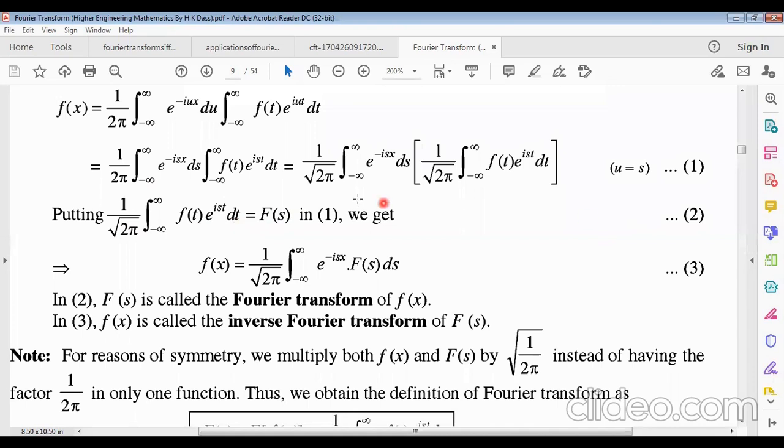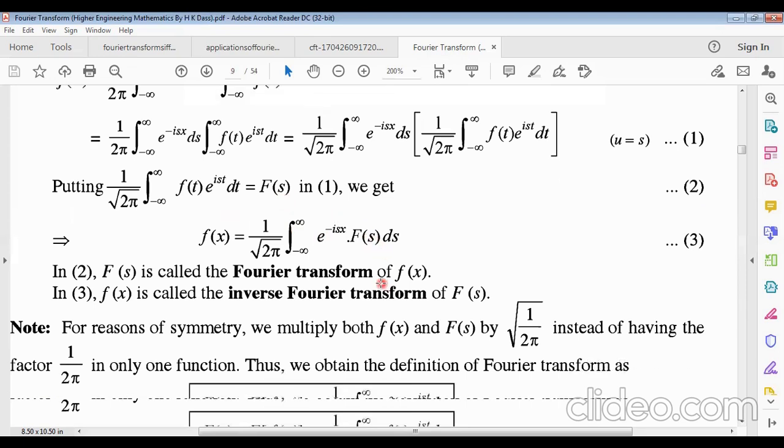What will be the Fourier transform? F of s equals 1 by root over twice pi, integral from minus infinity to plus infinity of f of t e to the power ist dt, is called the Fourier transform of f of x. Remember it. Equation 2 is the Fourier transform of f of x, and equation 3, f of x, is called the inverse Fourier transform of f of s. So we have got two formulas: the Fourier transform of f of x and the inverse Fourier transform of f of s.